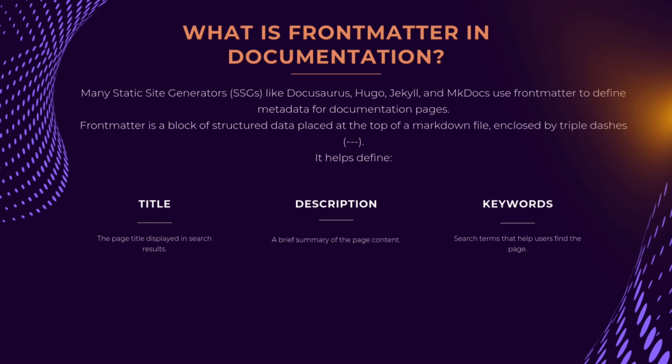One of the features of front matter is that it has the title, the description, the keywords, and some others have the slug or URL. The title is the page title. This displays in your search results. The description is a brief summary of the page content so that the crawler will be able to know that this is the title and this is what the page is all about. The keywords are search terms that can help find the pages.